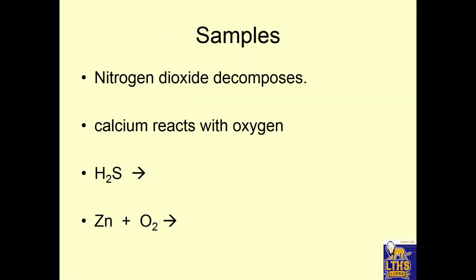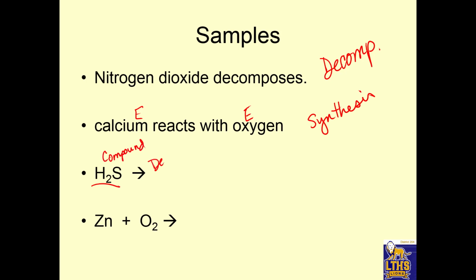So how do you know what kind of reaction it is? Nitrogen dioxide decomposes. So we know that's a decomp. It says right there, we don't even need the whole reaction. Calcium reacts with oxygen. This is an element, and this is an element. So this is going to be a synthesis because we have 2 elements reacting. This is just a compound, and the only thing a compound can do is break down. So this is decomp. Even though we don't know the products, we know it's a decomp reaction. Element, element.